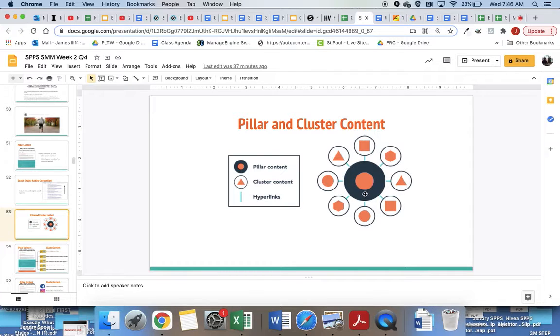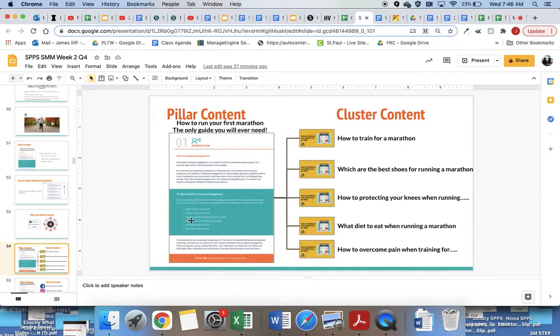So let's go to Mill City Running Room. Again, they have their pillar content, how to run your first marathon, the only guide you'll ever need. And it covers everything you can think of. And then they break off these cluster pieces. How to train for a marathon. Which are the best shoes for running a marathon? How to protect your knees when running a marathon. What diet to eat when running a marathon. How to overcome pain when training for a marathon.